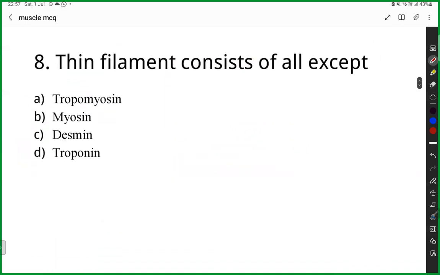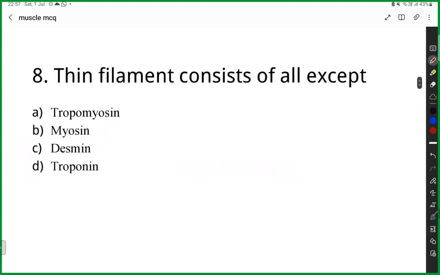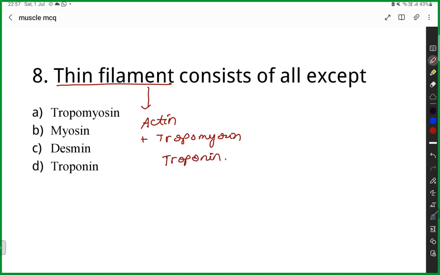Now, thin filament consists of all except. Always remember, your thin filament is made up of three important structures. Number one, actin. Number two, tropomyosin. Number three, troponin. These are the three things which I told you in the lecture. So these options are going to be removed. Now you are left with two options, myosin and desmin. Which is the answer?